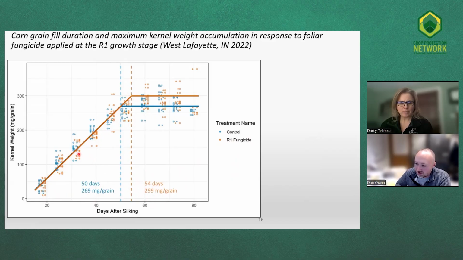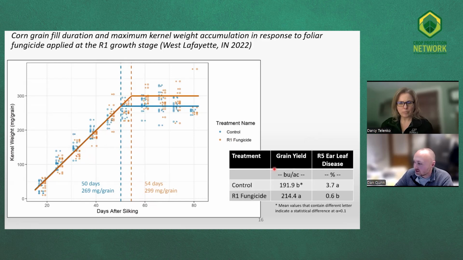And then you can see that when grain fill duration is extended, dry weight keeps increasing. So when we're able to extend that grain fill, we see a little bit higher kernel dry matter in those kernels. And in many cases, that leads to higher yield across the board when you look at a per acre basis. So here are some of the overall numbers. I would say, even with the foliar disease, we still had relatively low levels in 2022. This is actually a combination of tar spot, northern corn leaf blight, and gray leaf spot. Probably gray leaf spot and northern corn leaf blight were the main diseases at this site.